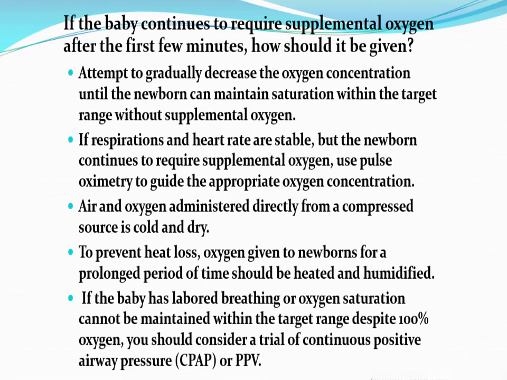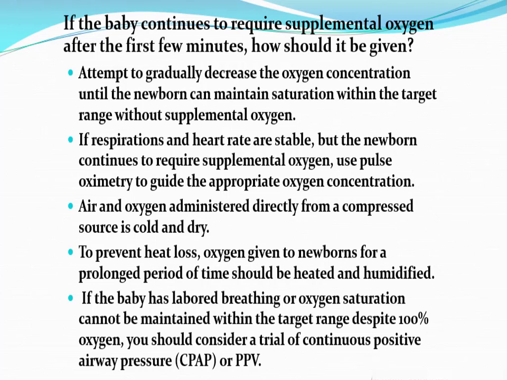If the baby continues to require supplemental oxygen after the first few minutes, how should it be given? Attempt to gradually decrease the oxygen concentration until the newborn can maintain saturation within the target range without supplemental oxygen. If respiration and heart rate are stable, but the newborn continues to require supplemental oxygen, use a pulse oximeter to guide the appropriate oxygen concentration. Air and oxygen administration directly from the compressed source is cold and dry, so you need to have warmed, humidified oxygen and air. To prevent heat loss, oxygen given to a newborn for a prolonged period of time should be heated and humidified.